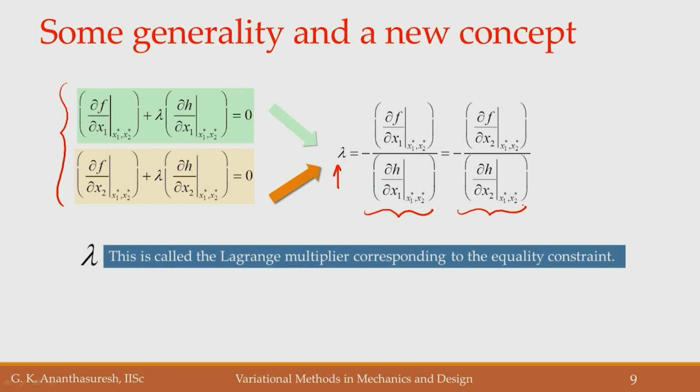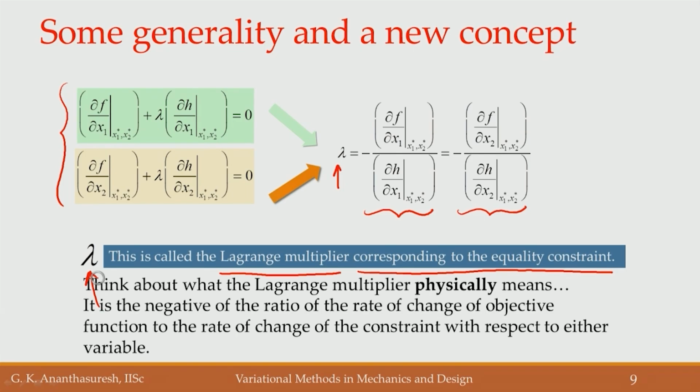and this lambda is called the Lagrange multiplier corresponding to the equality constraint. We have an equality constraint, corresponding to that there is a lambda which is defined in this manner, which gives us the necessary conditions also. And think about what this Lagrange multiplier means. It shows that this is nothing but sensitivity.